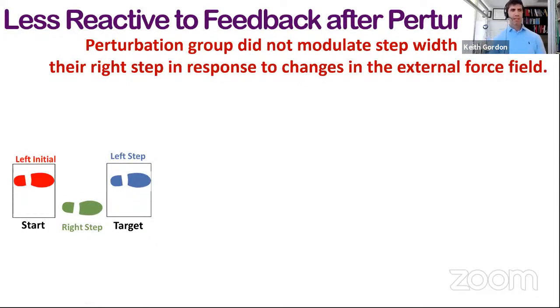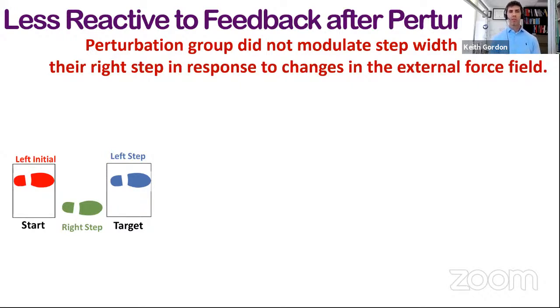Okay, this is going to be a busy slide, but it's my favorite. So we observed differences in both feedforward and feedback control mechanisms that can explain why the perturbation group had larger center of mass trajectory deviations than the control group when walking in the consistent field. In the interest of time, I'm only going to show changes in feedback control today.